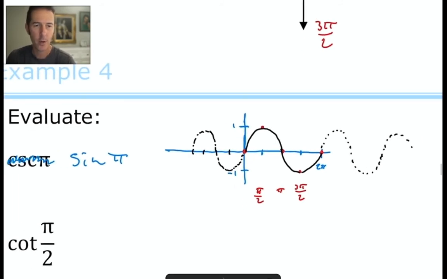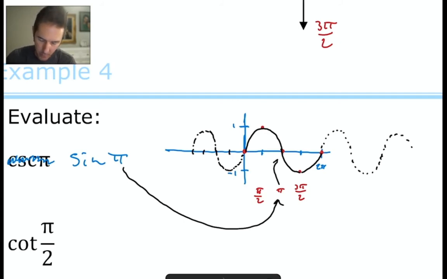Now, let's try to answer the question. What's the sine of pi? Pi is your input value. That's your x value or your theta value. What's the y value? Well, the point at which theta is equal to pi corresponds to that point right in there. And what's the y value? 0. So what's the answer to our question? What's the sine of pi? The answer is 0.